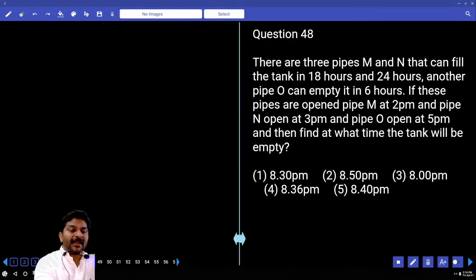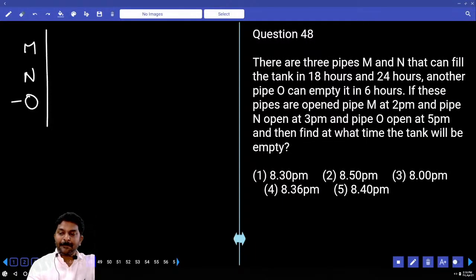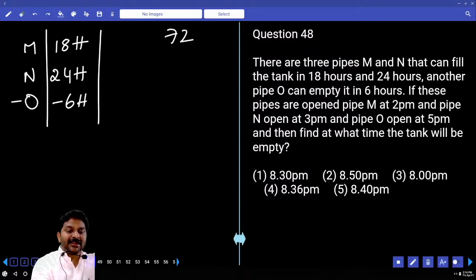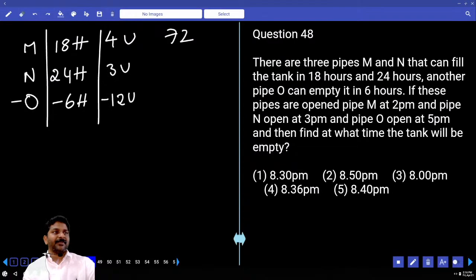Okay. Now we have M, N, O. O is an outlet pipe. M can fill the tank in 18 hours, the other in 24 hours, and O can empty it in 6 hours. Taking LCM 72, the units are 4 units, 3 units, minus 12 units. First pipe is opened at what time? 2 p.m. And the last pipe is opened at what time?